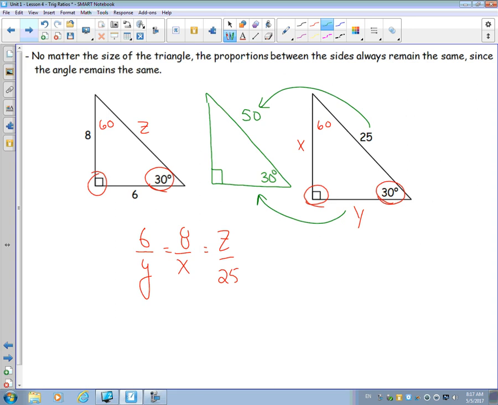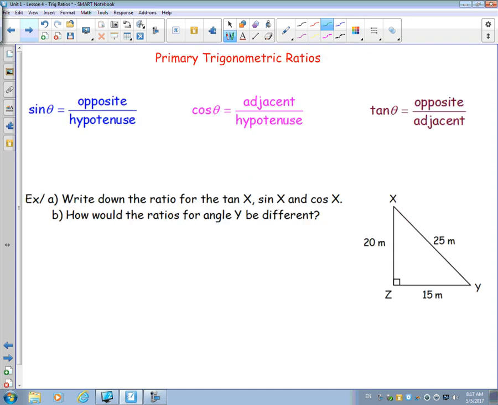So the idea here is, if I know an angle, one angle, 30 for instance, and I know one other side, in this case 50, I can figure out this entire triangle based on the proportions between the sides, the scale factor between them. Okay. As I was saying earlier, there are 3 sides, so there are 3 different kinds of proportions we can figure out. And we call these the primary trig ratios, or trigonometry ratios.